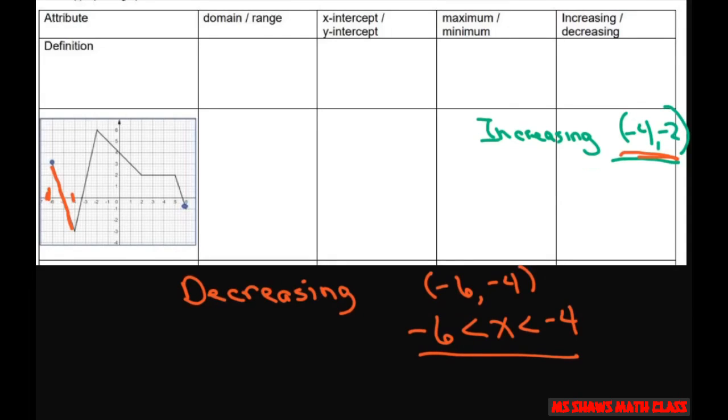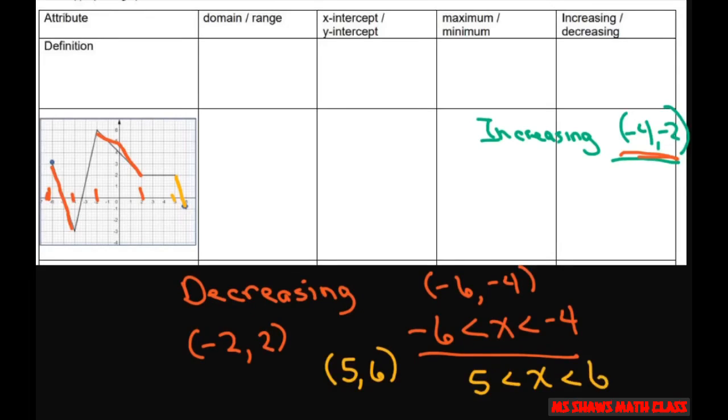It's also decreasing here. Remember, you can't use the points. So that's from -2 to 2. And it's also decreasing here, which is 5 to 6. Again, you could have written that as 5 is less than x is less than 6. Again, it can't equal because you're talking about intervals.